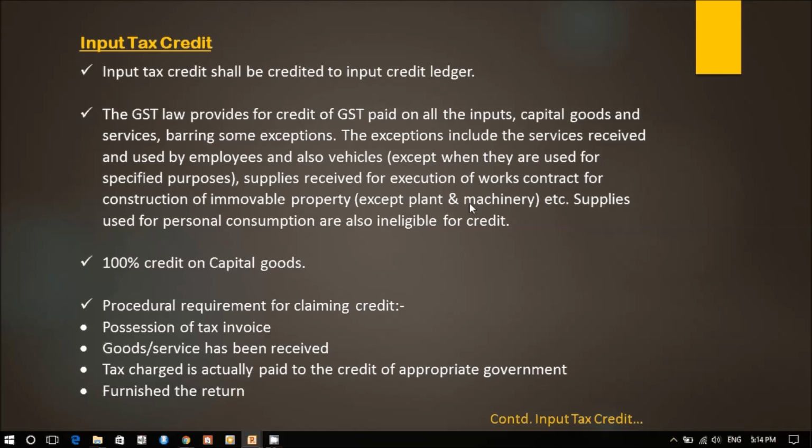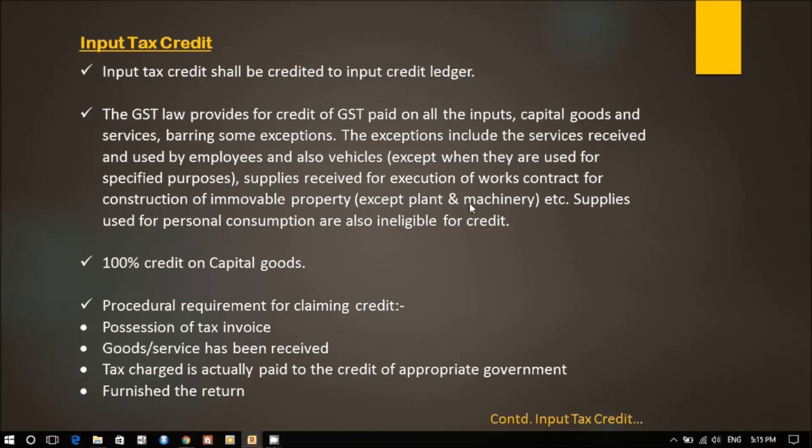There are few procedural requirements also under the GST that you have to comply with for taking the credit. These are: first, possession of the tax invoice. You should have the possession of the tax invoice, then only you will be able to take the credit of input tax. Second, goods or services have been received. For taking the credit, you must have received the goods and or services. Third, tax charged is actually paid to the credit of the appropriate government. This line was not earlier in the service tax, but this has been included in the GST.